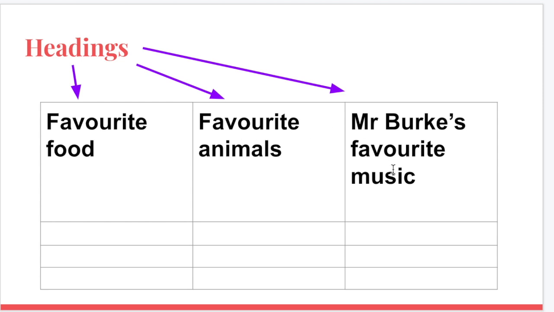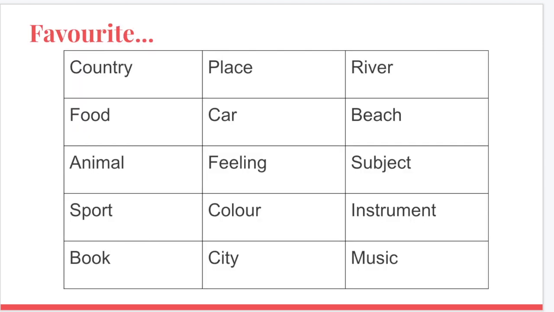And you can choose what titles to have in your table. I've chosen favourite food, favourite animals, but you could have favourite sport, or favourite city, or favourite instrument. It's completely up to you. Here are some ideas, or you could also add your own.